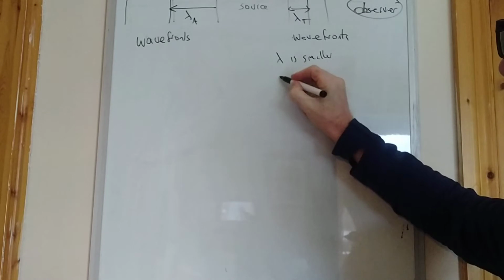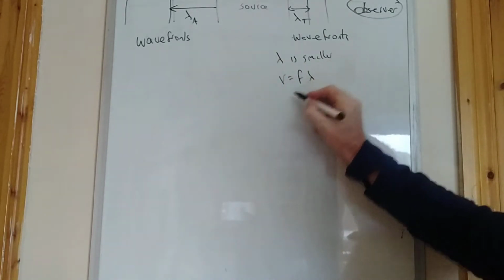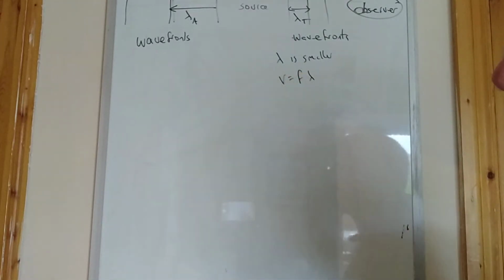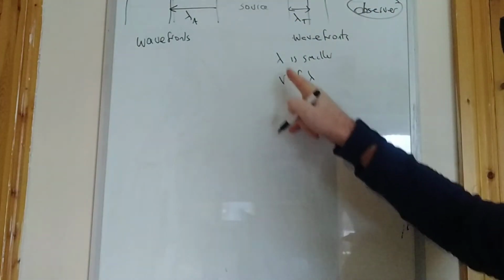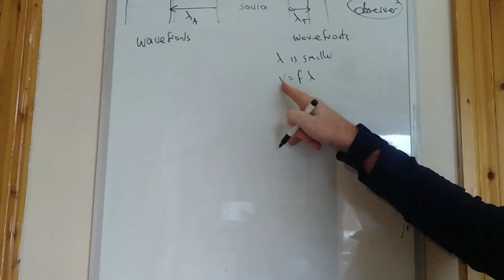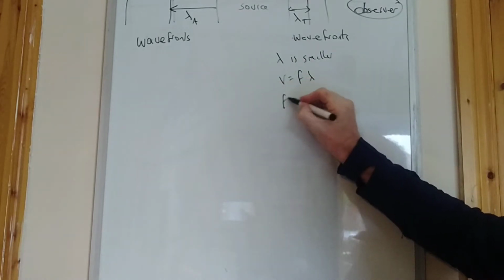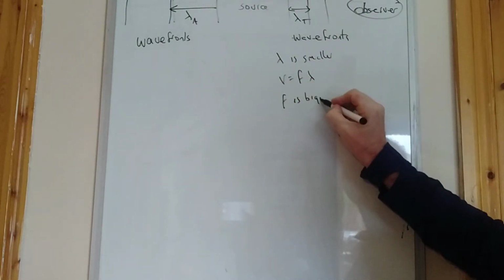And we know that v is equal to frequency times wavelength, where v is the speed of sound in air, or the speed of light, because the Doppler effect can work for light or for sound. So if the wavelength is smaller, and v is staying the same, the frequency must be bigger. That's it.